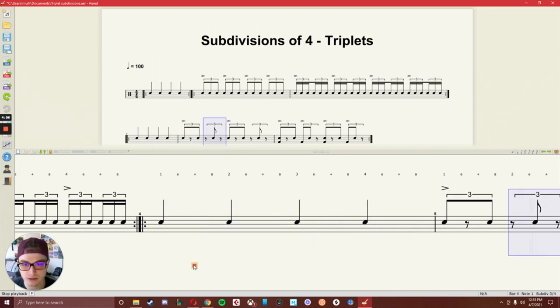1, 2, 3, 4. 1, 2, 3, 4. You hear it? So we're subdividing the bar into 6 beats. 1, 2, 3, 1, 2, 3, 1, 2, 3, 1, 2, 3. So as opposed to 12, we're now halving the amount of time and adding 6. So once more.